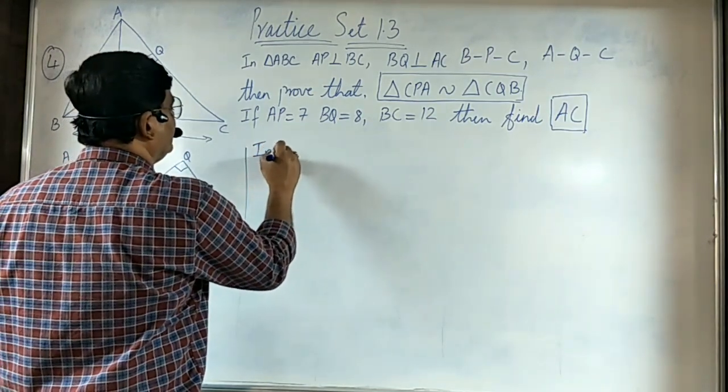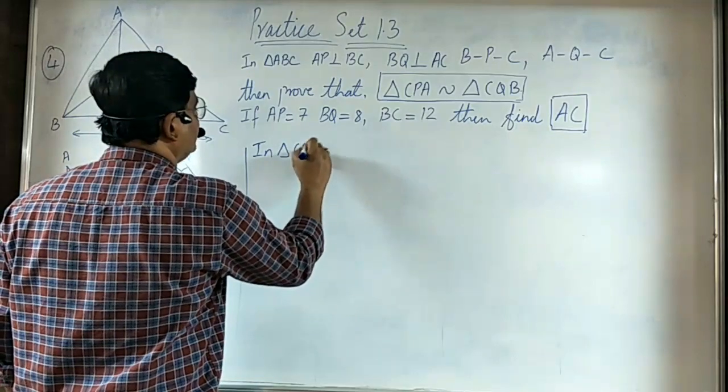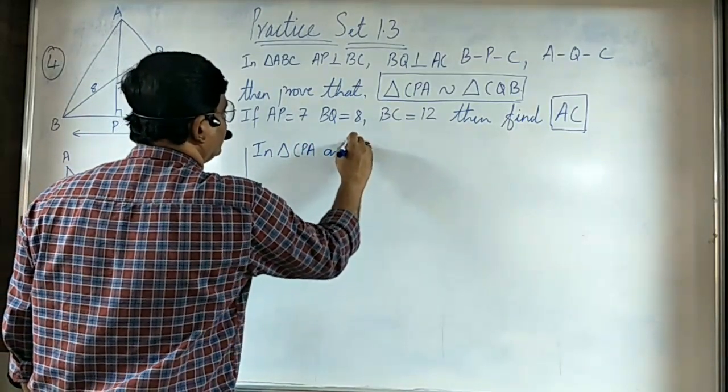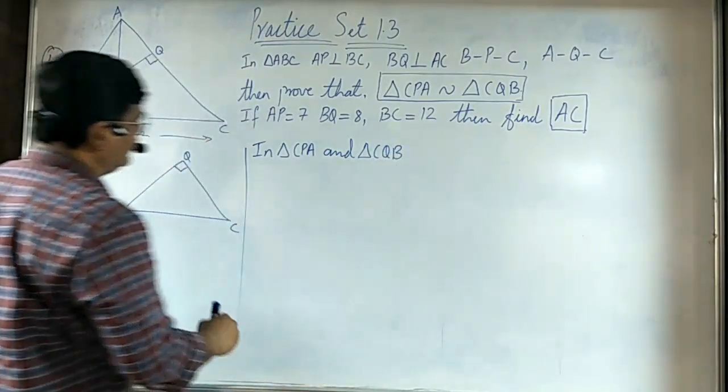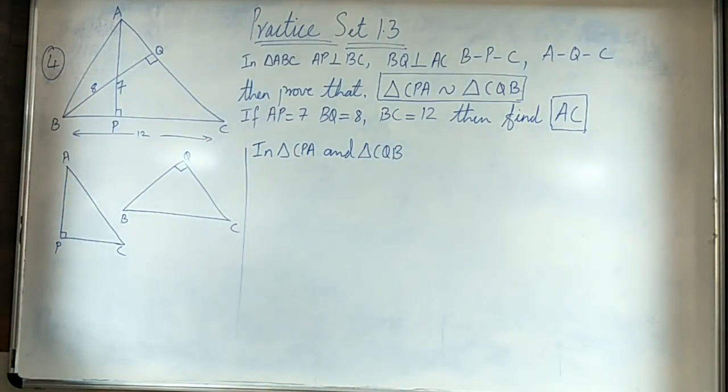I have to write in triangle CPA and triangle CQB. I am going in these two triangles. I have to write first. Can you see that over there? There are some angles. The side is not given. Angles are congruent. Here you can see that over there.